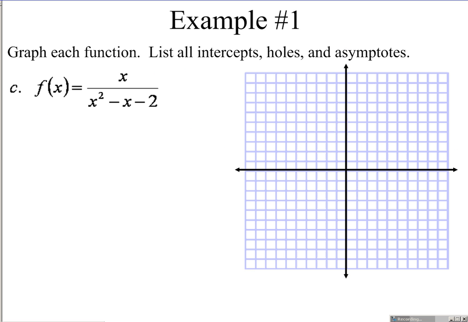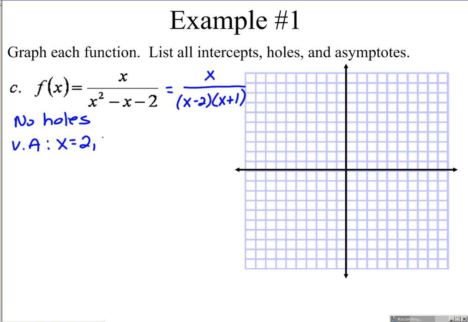Letter C. Factor this. We get x over x minus 2, x plus 1. This graph, nothing's going to cancel there, so we know it has no holes. Vertical asymptote, take that denominator, set it equal to 0. We're going to have two of them. One at x equals 2, and one at x equals -1.